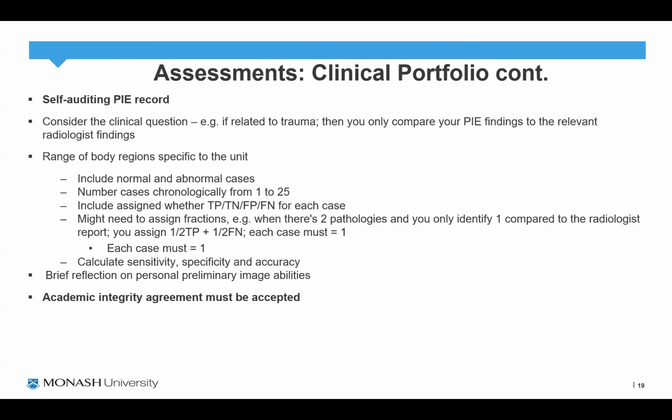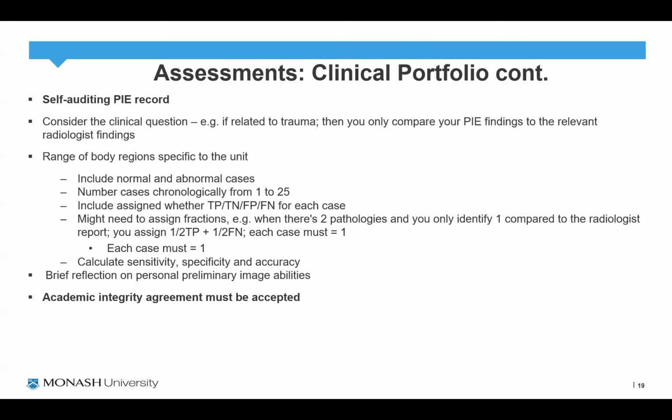So for the self-auditing PIE record, you need to include cases of all the body regions included in this unit. And remember to also include normal cases. If you don't have enough, if you only include like 2 or 3 normal cases, it will affect your specificity if you get something wrong on the normals. So make sure that you include enough normal cases as well.